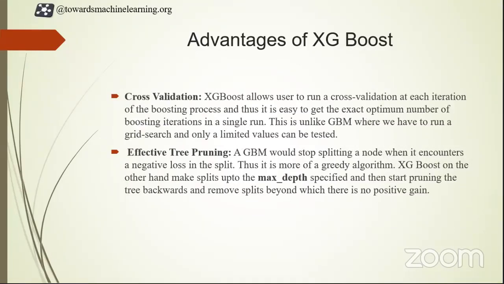Then for cross validation, XGBoost allows the user to run a cross validation at each iteration of the boosting process. You have learned about cross validation before also. Thus it is very easy to get the exact optimum number of boosting iterations in a single run. This is unlike GBM, where we have to run a grid search, or only a limited number of values can be tested. Now, effective tree pruning: we have discussed tree pruning already, so it is just like that.